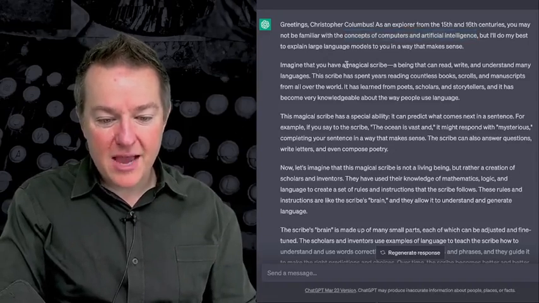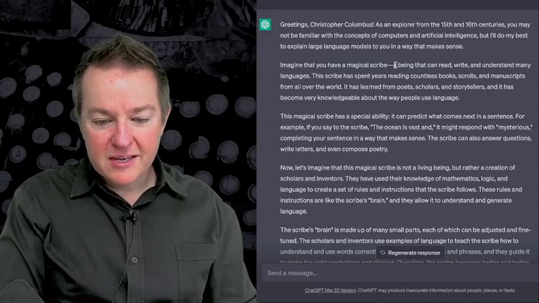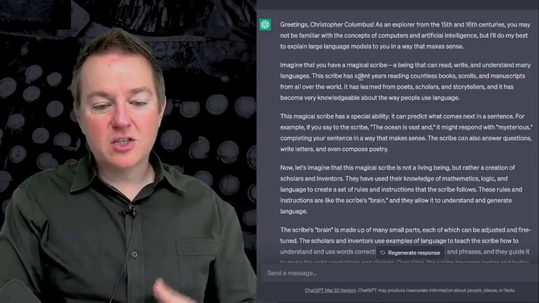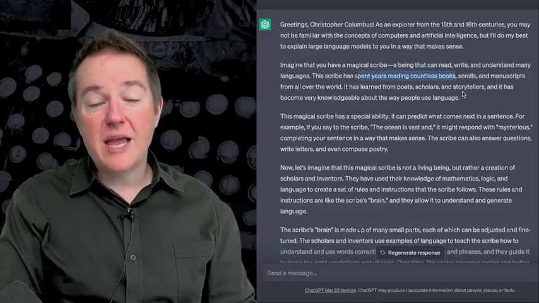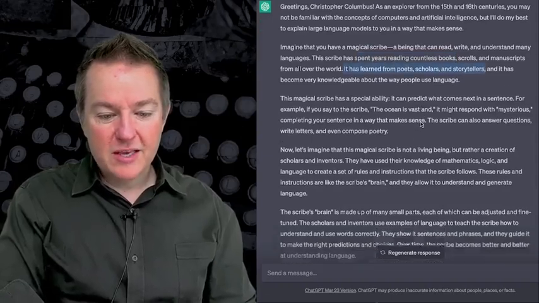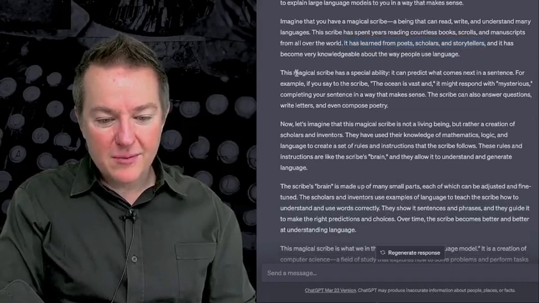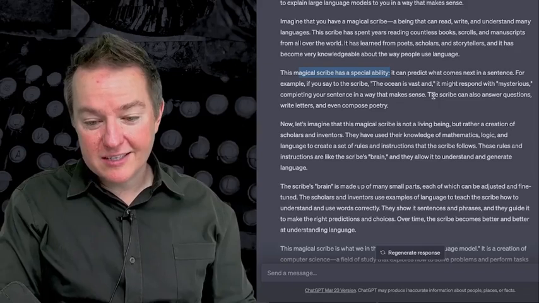Imagine that you have a magical scribe, a being that can read, write, and understand many languages. This scribe has spent years reading countless books, scrolls, and manuscripts from all over the world. It has learned from poets, scholars, and storytellers. The magical scribe has a special ability. It can predict what comes next in a sentence.